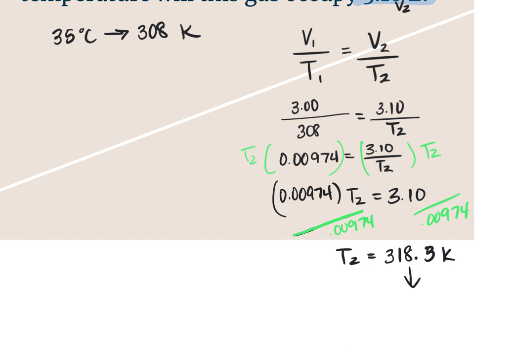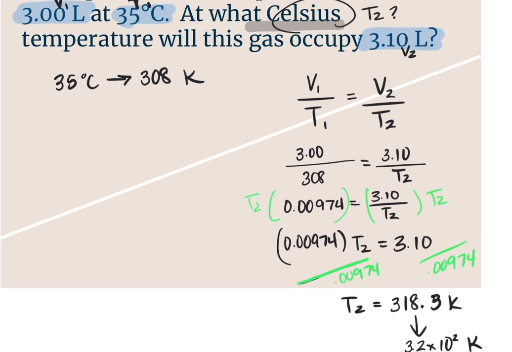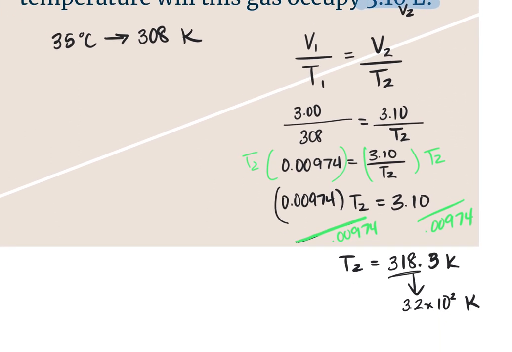I guess I need 2 sig figs. So because you need 2 sig figs, I would change this to 3.2 times 10 to the second Kelvin, okay? So essentially 320. This makes sense because our volume went up slightly, our temperature also goes up slightly. So that's to be expected. So we're following the laws of Charles' law, so that's a good thing.